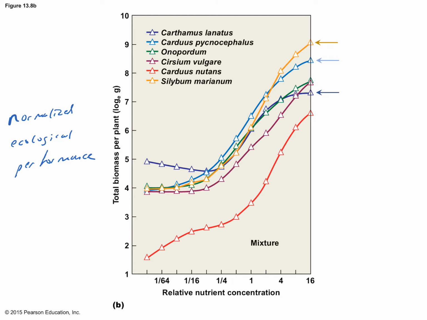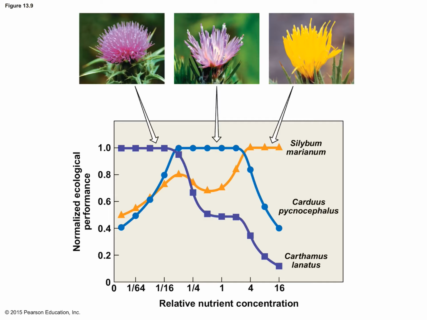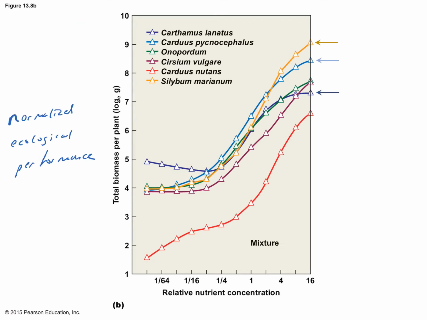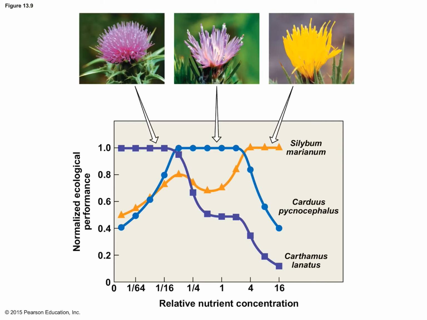So if we actually plot that, our normalized ecological performance of these three species, the ones I had shown with the arrows over here just as an example, what we see is this, right? So you see that at very low nutrient concentration, we have lanatus doing very well, but then as nutrient concentrations go up, it begins to drop off in terms of its growth rate. Very often, high concentrations of things that you might think would be good can turn out to be bad. Too much oxygen can kill you if you have it in high enough concentrations, for example.